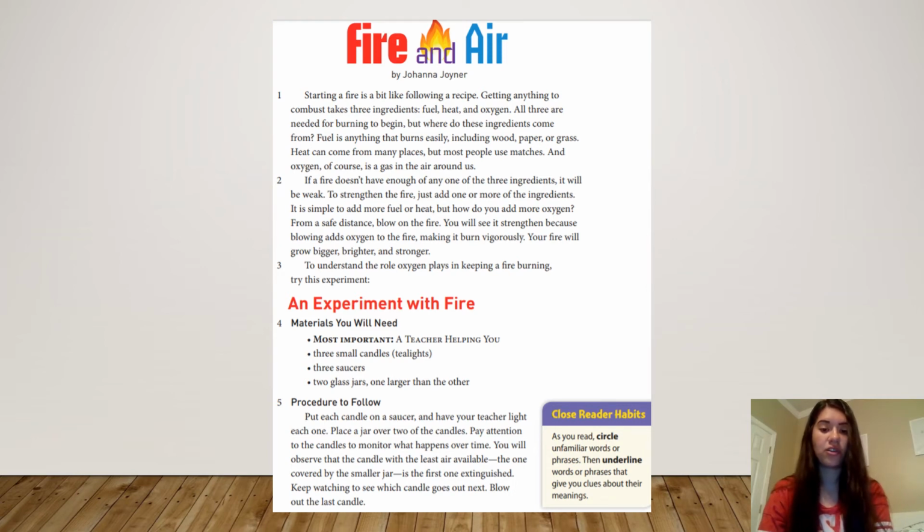Place a jar over 2 of the candles. Pay attention to the candles to monitor what happens over time. You will observe that the candle with the least air available, the one covered by the smaller jar, is the first one extinguished. Keep watching to see which candle goes out next. Blow out the last candle.